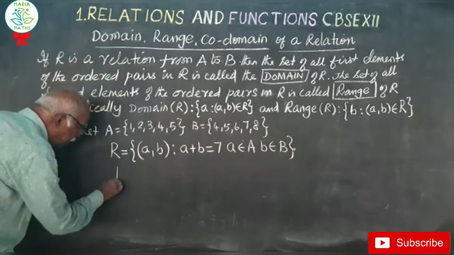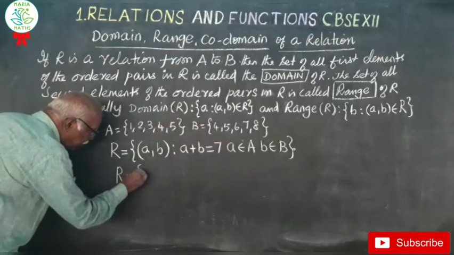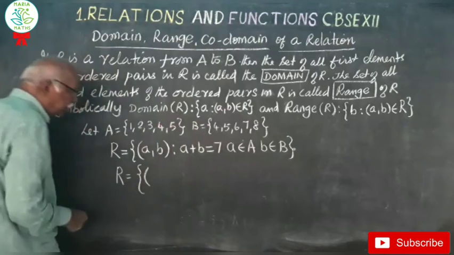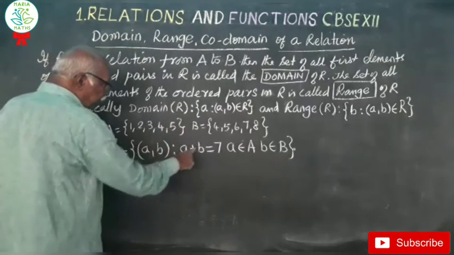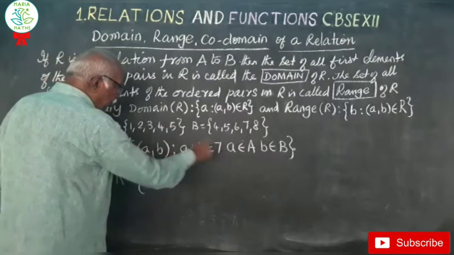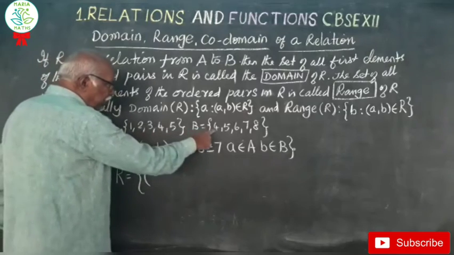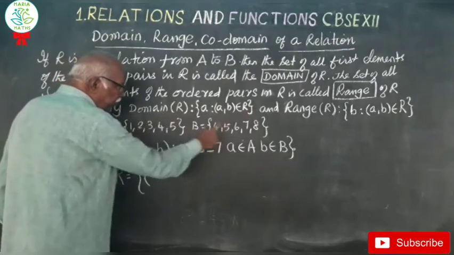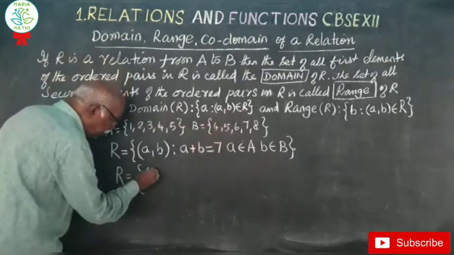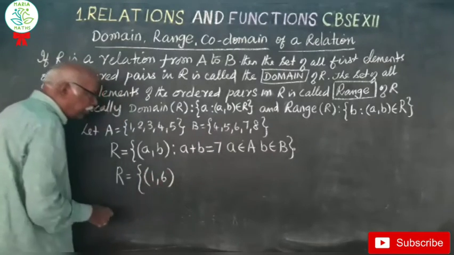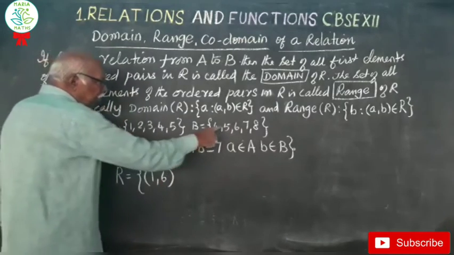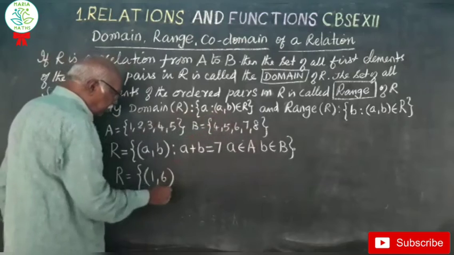What are the relations in this set? What are the ordered pairs in this set? First, if we add the first element and second element, it should get 7. 1 plus 4, 5 won't come. 1 plus 5 won't come. 1 plus 6: 1 and 6 will be related because 1 plus 6 is 7. 1 plus 7 won't relate. 1 plus 8 not related.